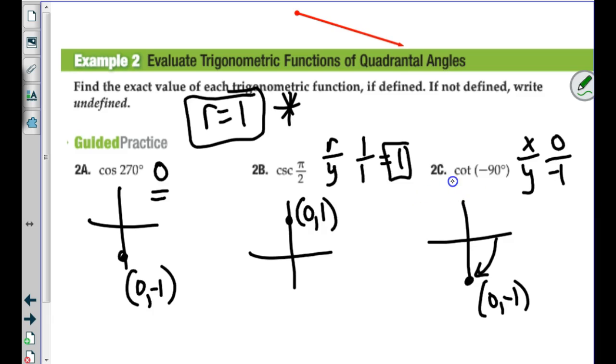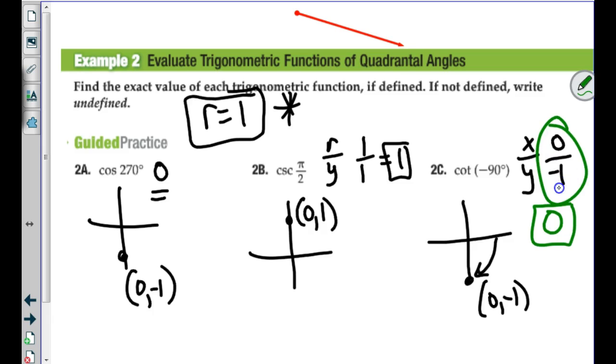Cotangent, we're good, is x over y. Yep, tangent would be the other way around. Tangent is undefined. But 0 divided by negative 1, guys, is 0. And I can't tell you, that's like the most missed thing when we get to this on the quiz, is people will try to leave it like this, and I'm going to mark that wrong every time. You have to tell me, is that 0 or is that undefined, okay?